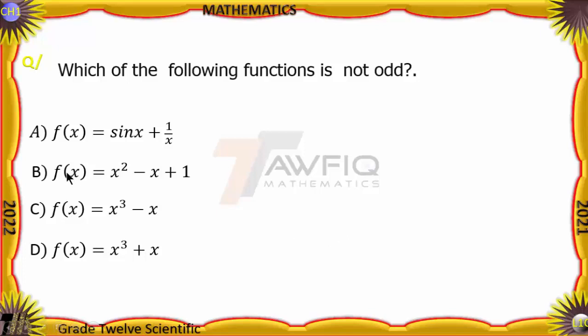Excellent. Number B is the correct answer. Why? Number A, sine x is an odd function, plus 1 over x is an odd function. So odd function plus odd function is an odd function. This is not a correct answer.